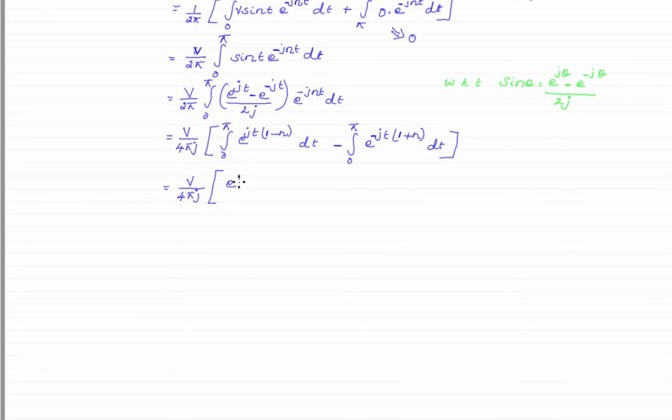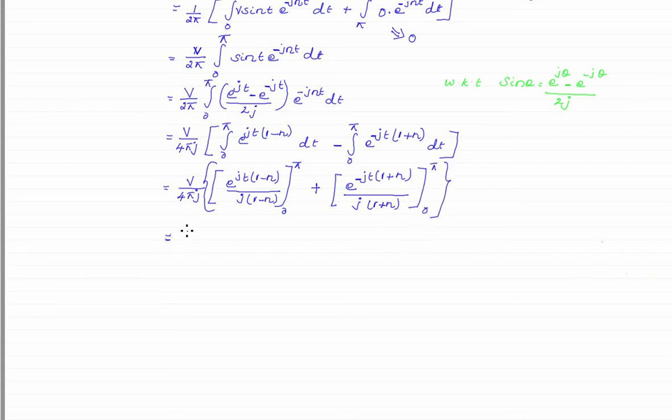So integration of e power jt into 1 minus n dt will be equal to e power jt into 1 minus n divided by j into 1 minus n, and the limit is from 0 to pi. And the second term, integration of 0 to pi e power minus jt into 1 plus n dt, which is equal to e power minus jt into 1 plus n divided by minus of j into 1 plus n. Minus and minus becomes plus, and the limit is from 0 to pi.